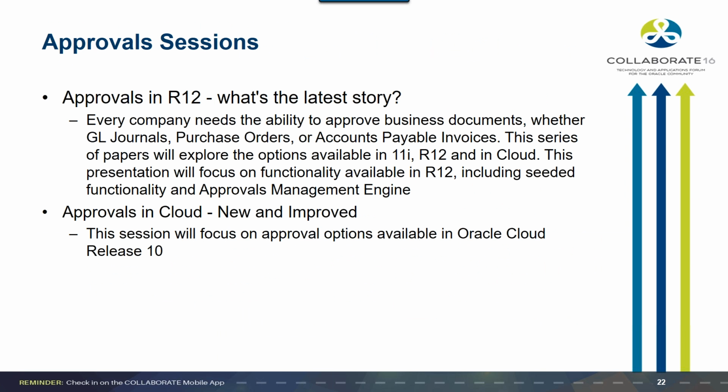Our next presentation is approvals in R12, what's the latest story? And we have John Peters who's going to give that presentation for us. And then finally, we have approvals in cloud, new and improved. And that will focus on what you can do using the business process monitor, changes you can make, and changes you are not recommended to make in cloud for a variety of reasons. That will be given by Lee Briggs, also of DeNovo Ventures.